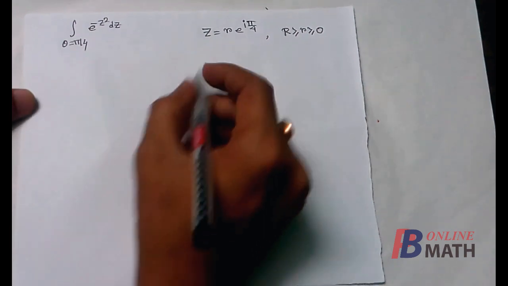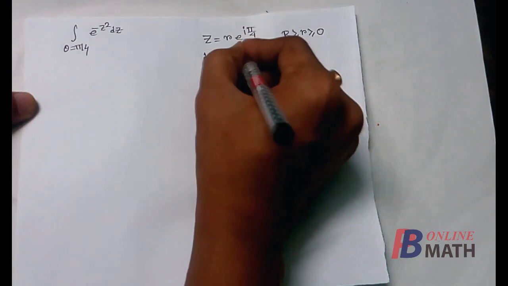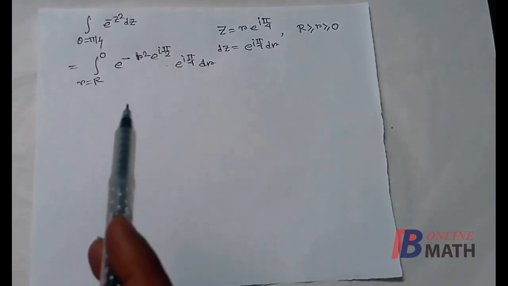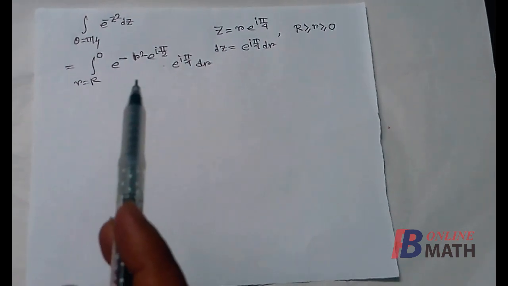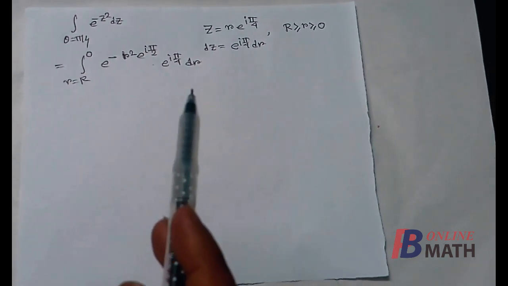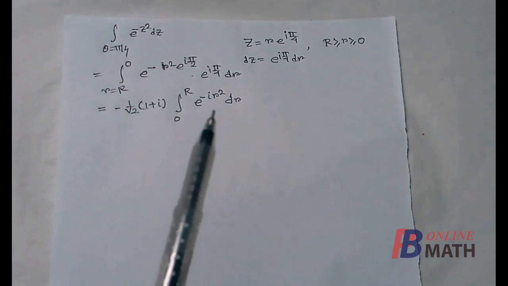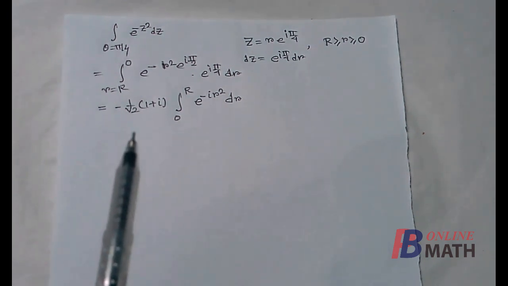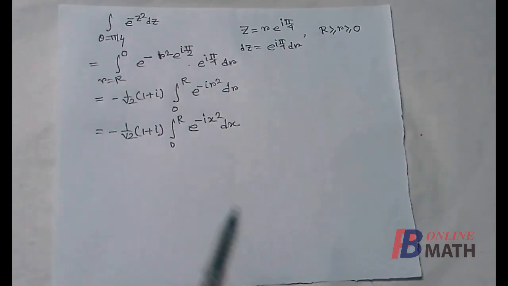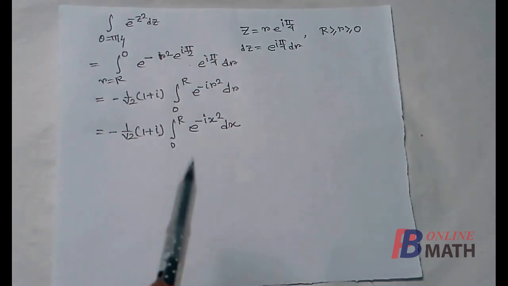For that we find dz, and it is nothing but e^(iπ/4) dr. Replacing this in the main integral, we find that the integral reduces to this, e^(−r² e^(iπ/2)) multiplied by e^(iπ/4) dr, where r varies from capital R to 0. Now the value of e^(iπ/4) is (1 + i)/√2, and we have changed the order of the limits by introducing minus 1 here. Now since r is a dummy variable, we have replaced r by x. So this is the value of the third integral.